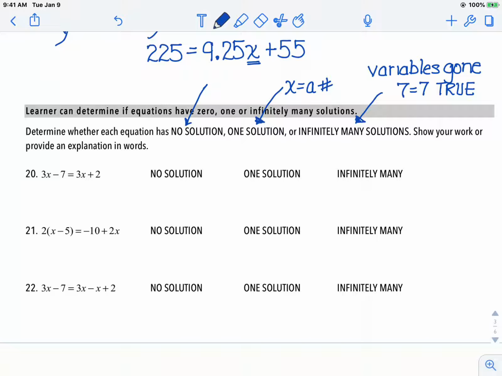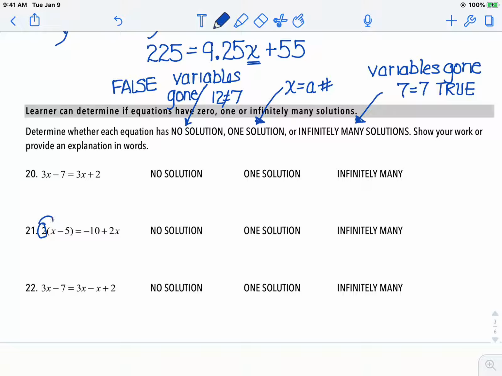With no solution, again, my variables are going to disappear when I try to solve it. My variables will be gone, but what I'm left with is something false, like 12 equals 7. If I'm left with something false, then I'm going to have to say no solutions. So as you work to solve each of these, that's what you want to look for.